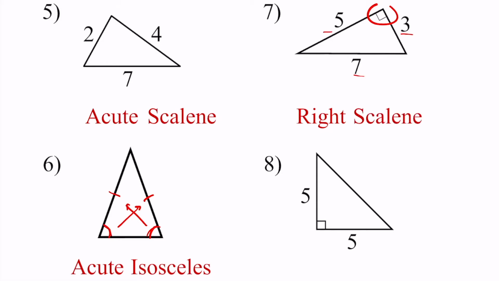Okay, and then number 8, with side lengths of 5, this is the same as this, and there's only 2 of them because it didn't say anything about this one right here. So it's going to be not obtuse. That's wrong. This is going to be right. And these are the same size here, so isosceles. All right, good.